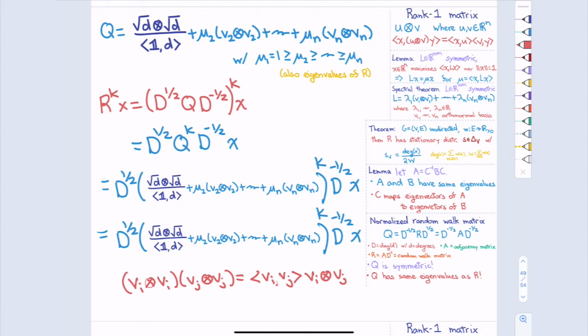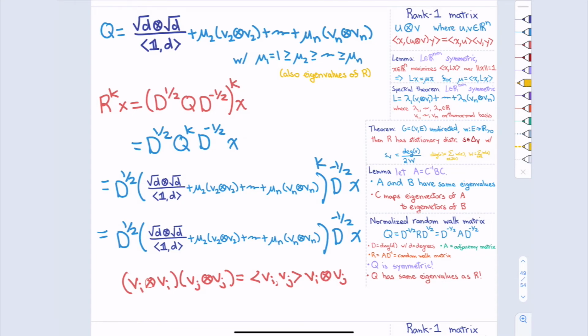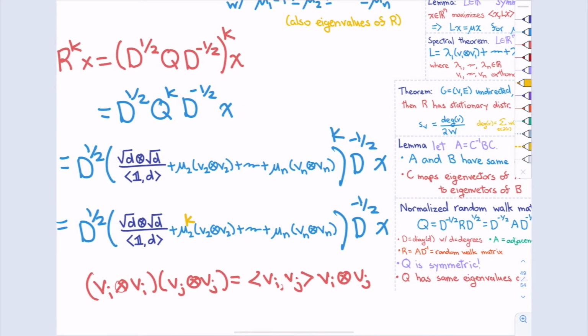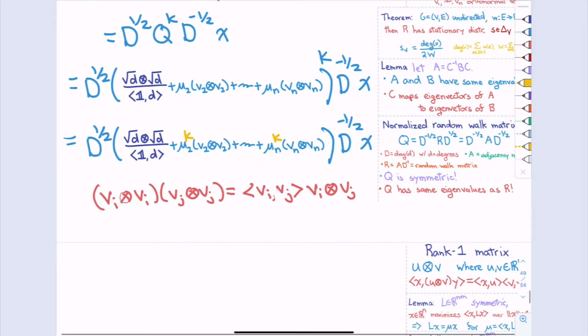So if I is not equal to J, this is 0. If I is equal to J, it's also equal to 1. That's the other point I wanted to make. Now, when I'm bringing the K inside the parentheses, I'm only applying the K to the mu's, to the eigenvalues. In other words, V2 outer product V2 to the K is just V2 outer product V2.